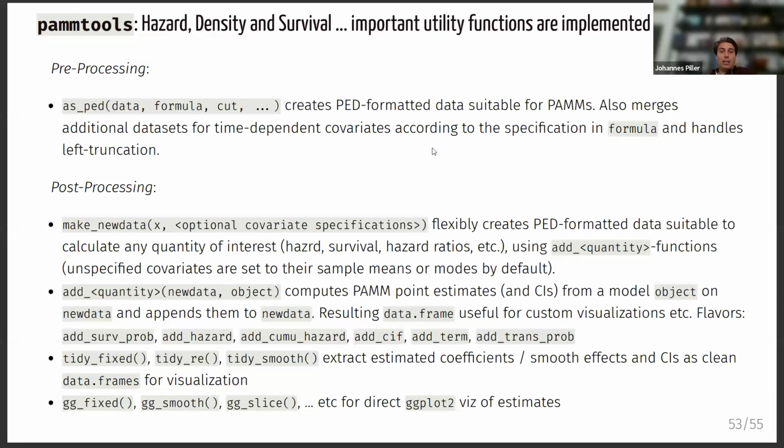But in case you use PAM and MGCV, we implemented this at survival probability, at hazard, at cumulative hazard, cumulative incidence function, and transition probabilities. So basically, they calculate all the things you want to show, the things you want to visualize for you in your newly created data set. And then there are also convenience functions for visualization, which we couldn't tackle in this 1 hour today, but I'm sure there's something on the PAMTools homepage.